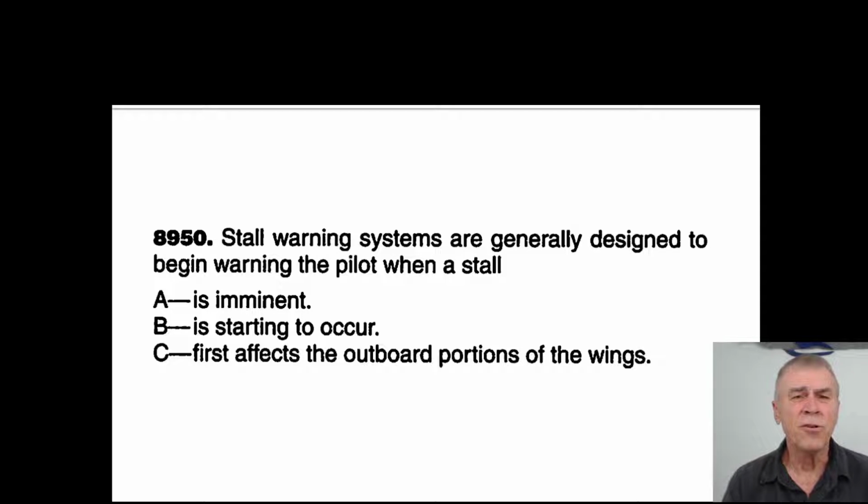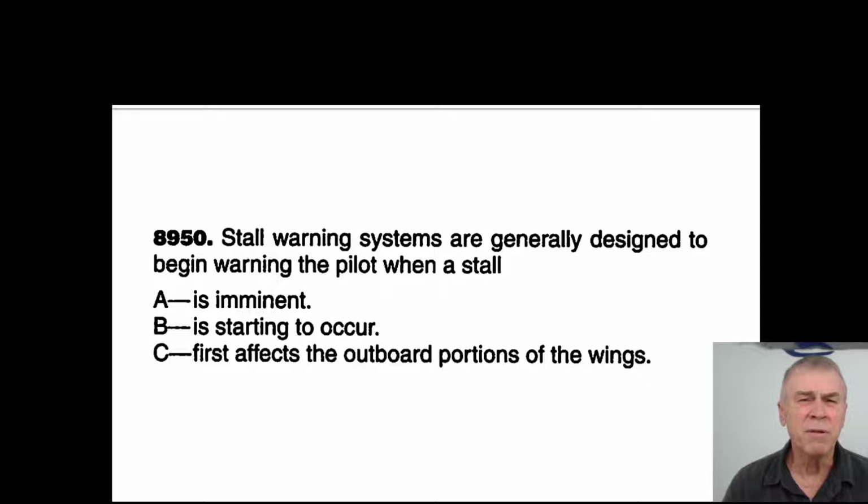A question: stall warning systems are generally designed to begin warning the pilot when a stall: A, is imminent; B, is starting to occur; or C, first affects the outboard portions of the wings. All good responses. To be most precise, though, the FAA prefers the imminent word. So when a stall is imminent, that's how they are designed.